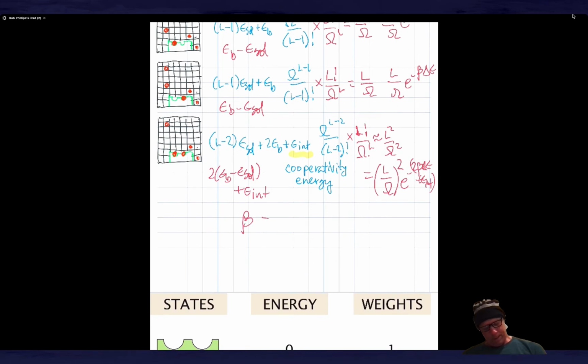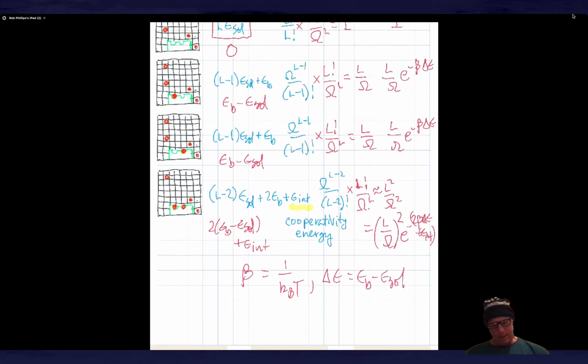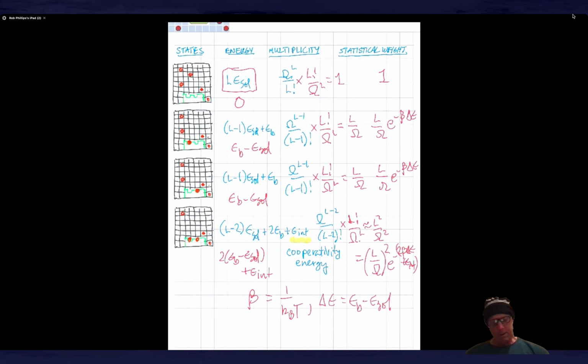Beta is defined as 1 over kBT. Delta epsilon is defined as epsilon b minus epsilon solution. Okay, so that's a lot to take in. Most of it is cosmetics. Most of it is beauty.